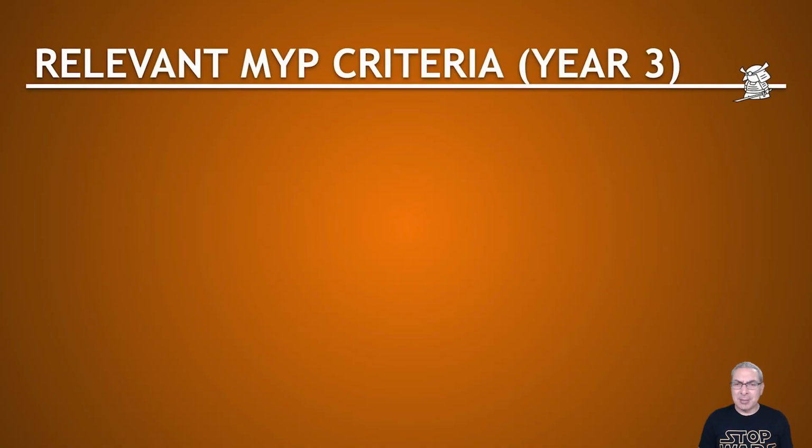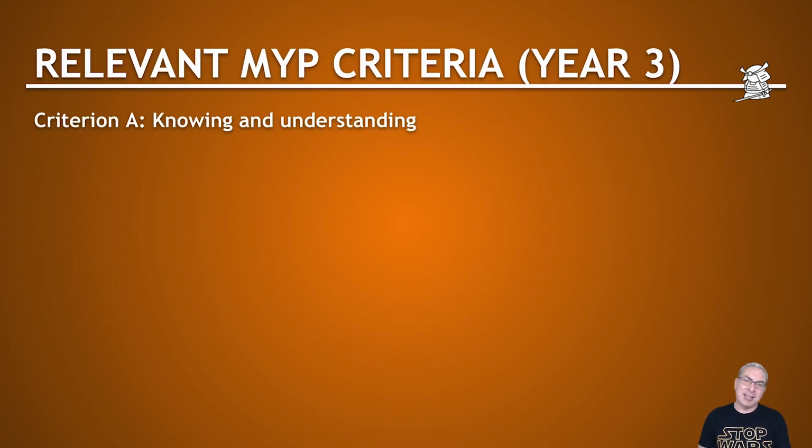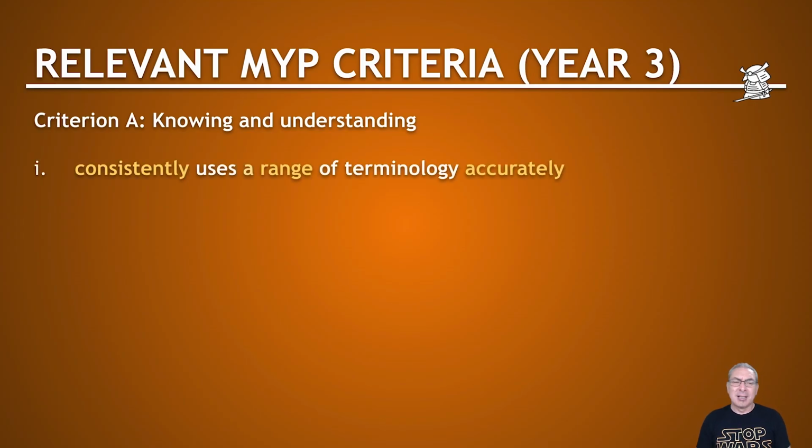So the relevant MYP assessment criteria: we're looking at year 3, which also applies to year 2. My students are in grade 7 right now, so they'll use this for 2 years. Let's look at criterion A, knowing and understanding. It fits really well with a PEEL paragraph. The first descriptor is consistently uses a range of terminology accurately. This essentially means that most of the time you're using a good range of words and you're using them correctly, right? The right way.